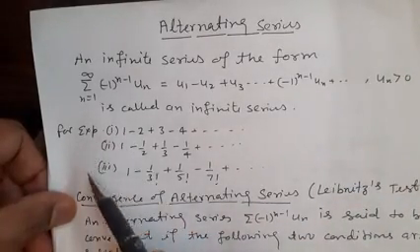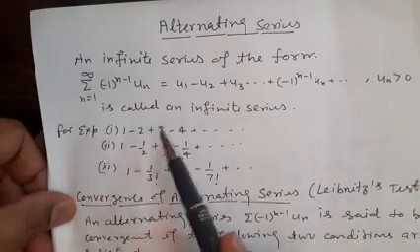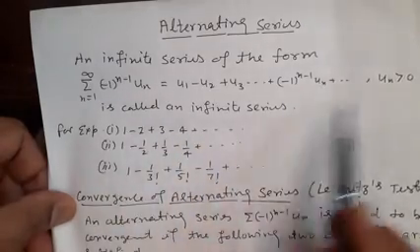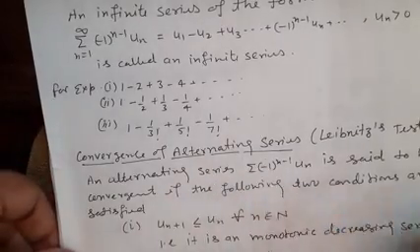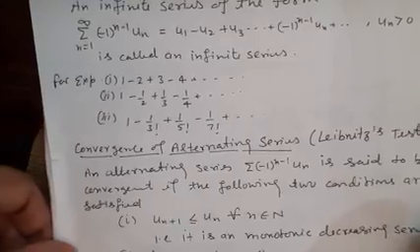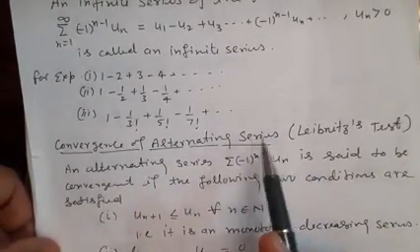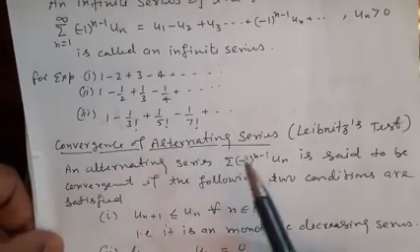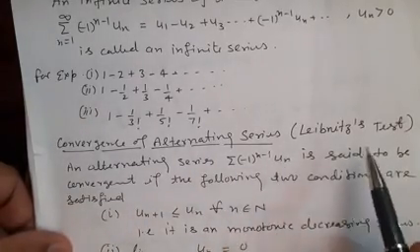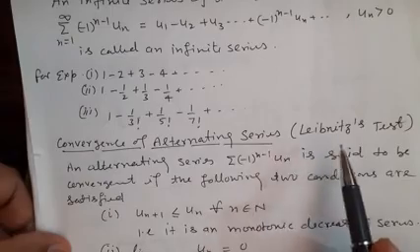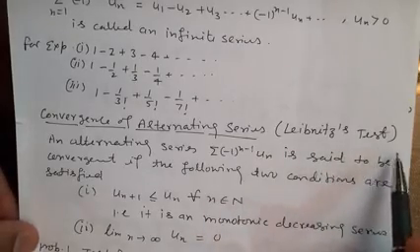There are some examples of alternating series. It is simply one term is positive, then negative, then positive, then negative. Now, the main thing is here we have to discuss the convergence of alternating series. And there is only one test to check the convergence of alternating series, that is Leibniz test.